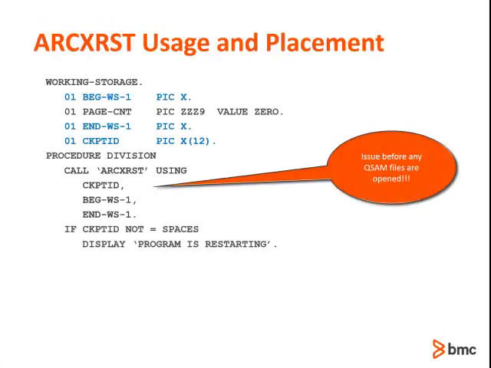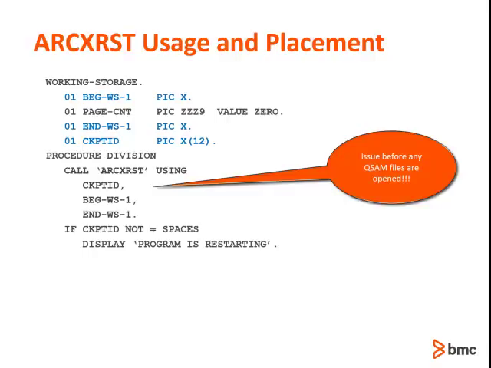Here is a COBOL example showing the usage of the ARC XRST call. The ARC XRST call is inserted at the top of the procedure division. The developer can influence ARC restart processing, specifically when program storage is restored, by the placement of the ARC XRST call. ARC initiates restart processing when the ARC XRST call is issued. BMC recommends the placement be very early in the program execution. It is very important to execute the ARC XRST call before any QSAM files have been opened. ARC only intercepts QSAM opens after the ARC XRST call has been issued. Any opens issued before the ARC XRST call are ignored by ARC.